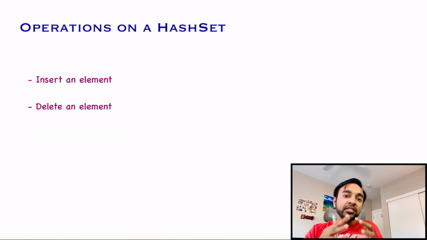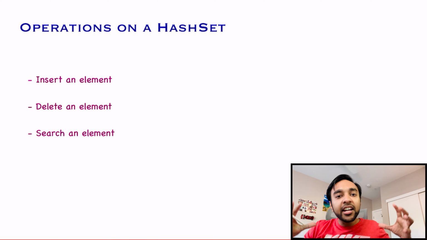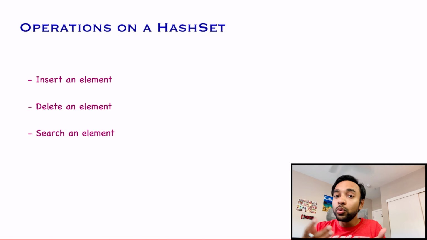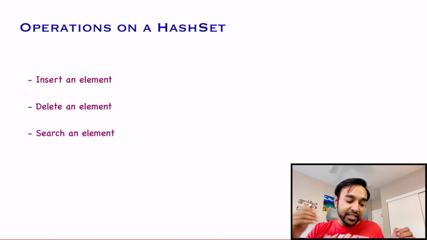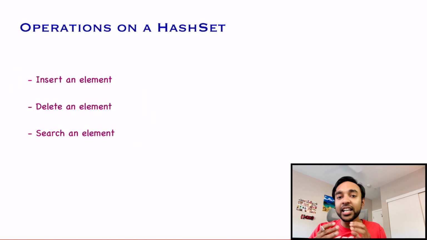And then what is the third important property that you want? You should be able to search for any element that I have already added in my data structure, right? So as you know, we can do all of these things in a stack, in a queue, in an array, or in a linked list. Similarly, we can perform all the same three operations on a HashSet as well.